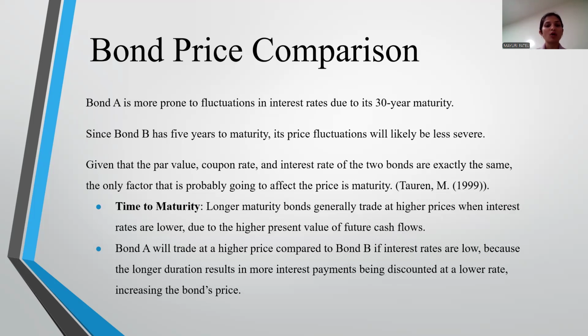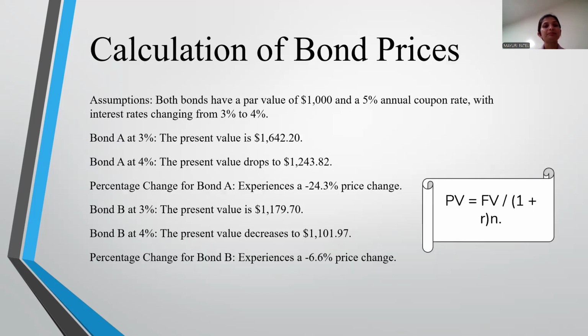Time to maturity. Longer maturity bonds generally trade at higher prices when interest rates are lower due to the higher present value of future cash flows. Bond A will trade at a higher price compared to bond B if rates are low, because the lower discount rate results in more interest payments being discounted at a lower rate, increasing the bond price.